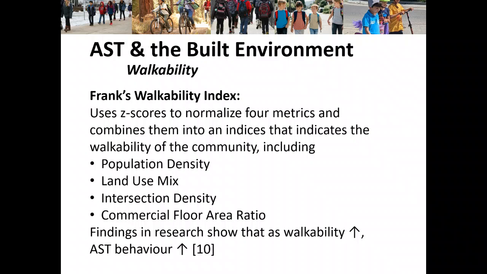It involves 4 different metrics all combined: population density, land use mix, intersection density, all of which I've talked about already, and then commercial floor area ratio, which is basically a fancy name for parking minimums within an environment. So if you're talking about a commercial property, you have 2 floors of a mall. What's the ratio of that floor area divided by the ratio of the entire parcel? So you can see what that ratio looks like.